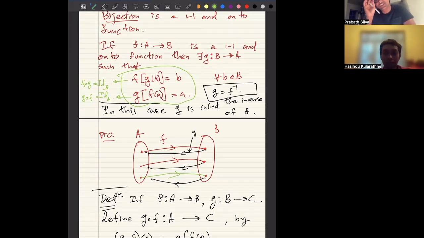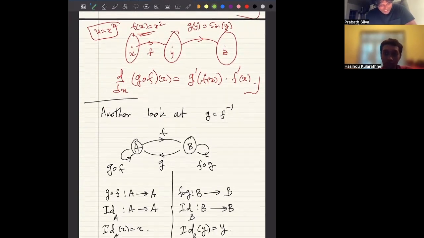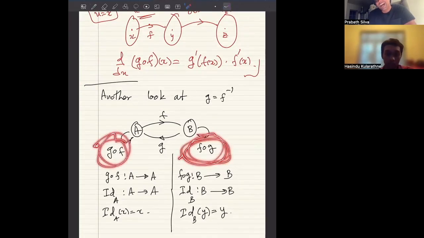You remember in the case of groups, the inverse of an element is another element, and when you multiply you get the identity. Now we don't have the multiplication. The problem is this composition looks like a sort of multiplication, but if you compose f and g, you end up with a function going from A to A, and in the other case a function going from B to B. So these two cannot be made equal unless the set A equals set B.